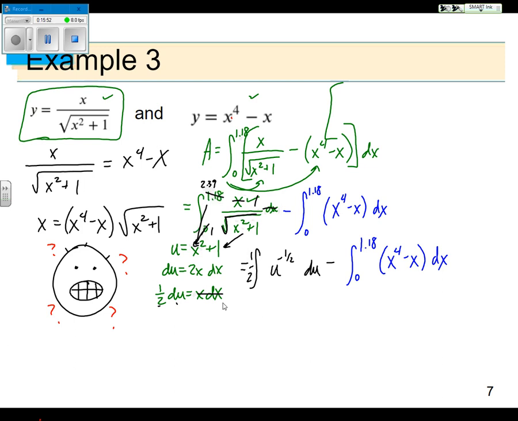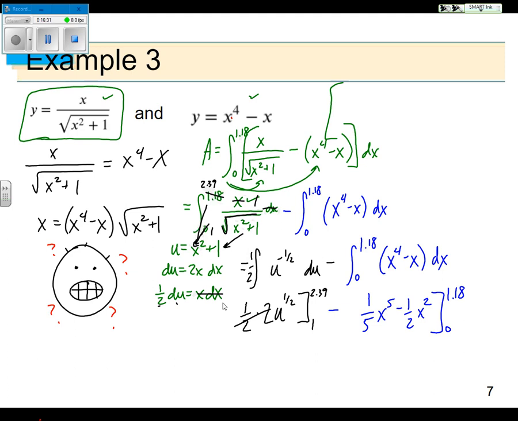Okay, so bring down the 1/2, and I'm going to raise the exponent by 1. That's going to give me u to the positive 1/2, divided by 1/2, which is the same as multiplying by 2. That's good news. 1/2 and the 2 are just going to cancel. And I will then be able to evaluate that from, I have to bring down my endpoints, 1 to 2.39. Minus the easy part, 1/5 x to the 5th minus 1/2 x squared. Now this one's going to keep the same endpoints because I didn't change it to a u.